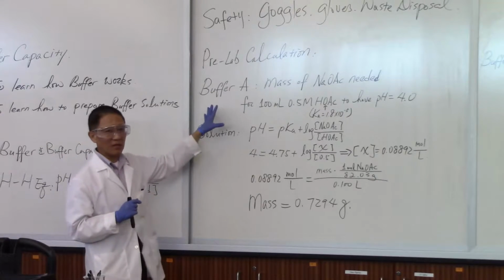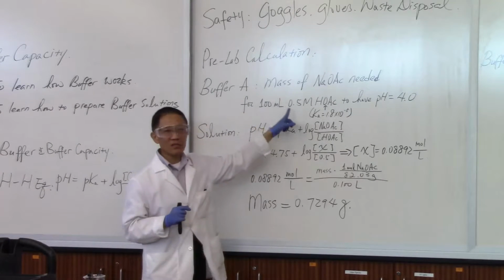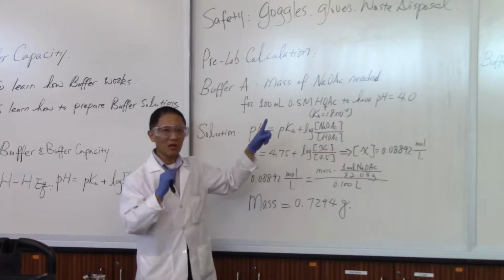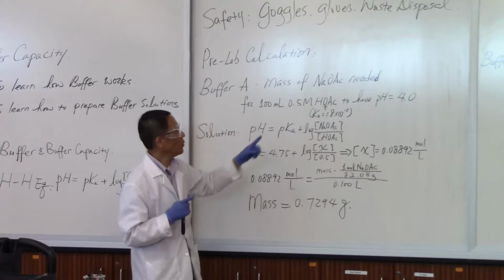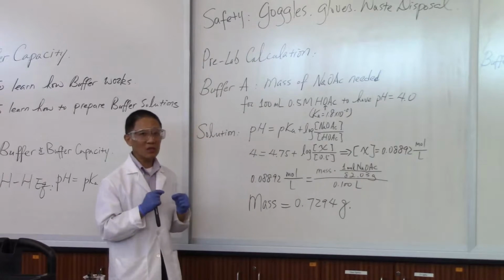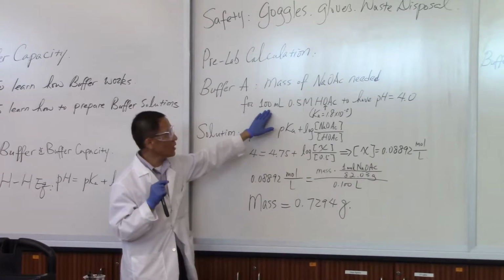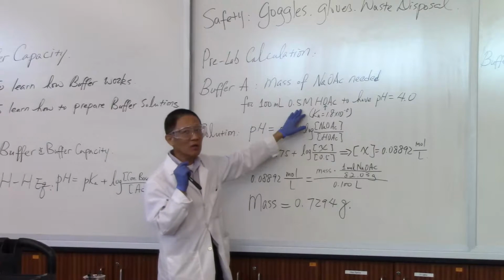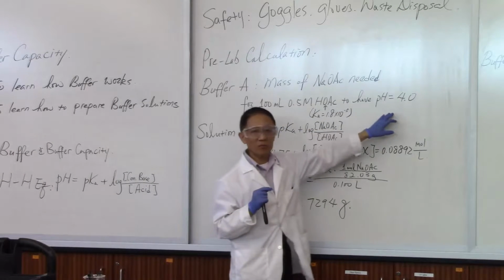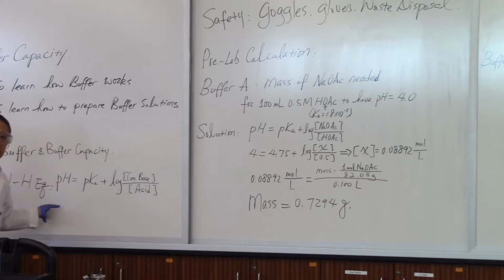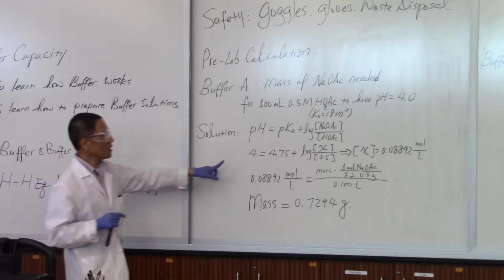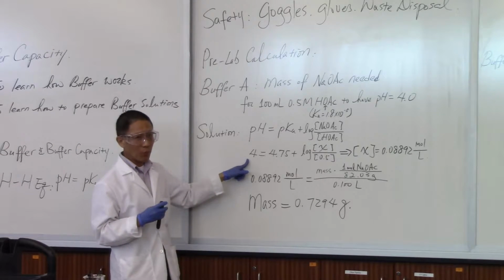For buffer A, we need to figure out the mass of the sodium acetate, which is the conjugate base of the weak acid, acetic acid. How many grams of sodium acetate do we need to add to 100 milliliters of 0.5 moles per liter acetic acid in order to have a pH equal to 4.0? Now we use something that we call the Henderson-Hasselbalch equation. So we need the pH to be 4.0.